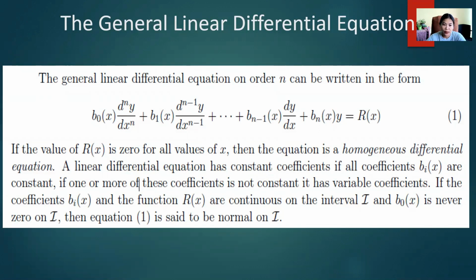If the coefficients bi of x and the function r of x on the right side of the equation are continuous on the interval I, and b0 of x is never 0 on I, then the general linear differential equation is said to be normal on that particular interval.